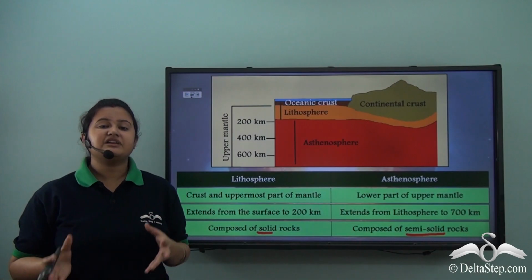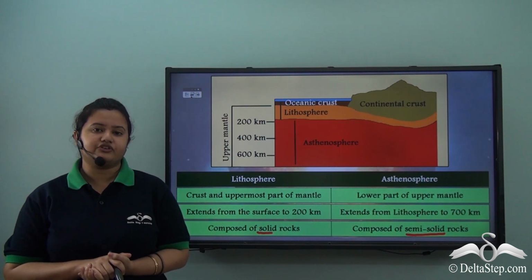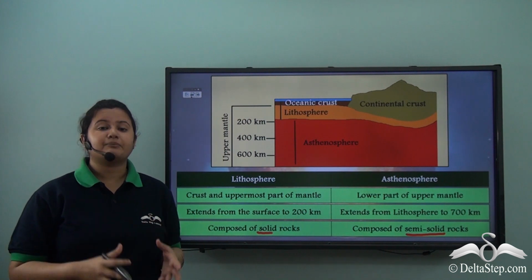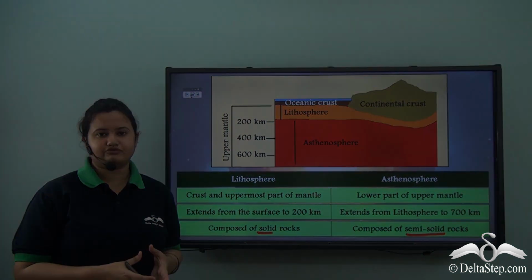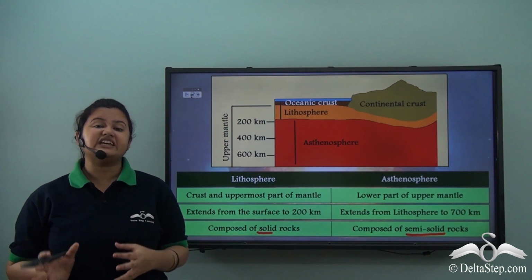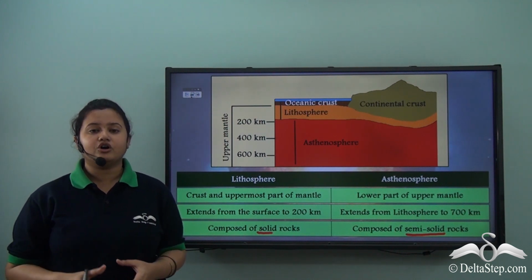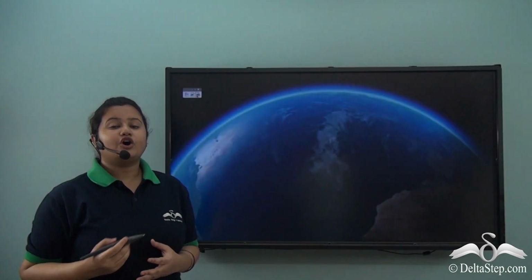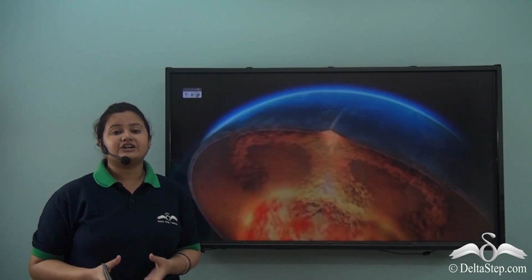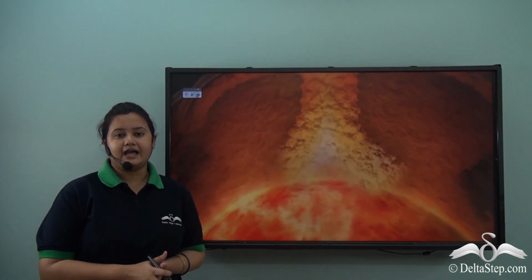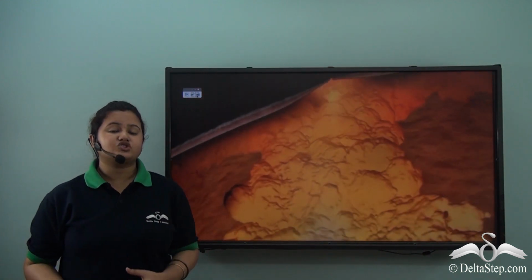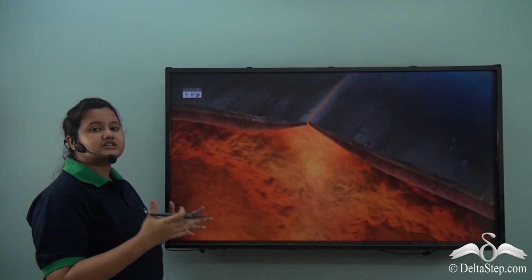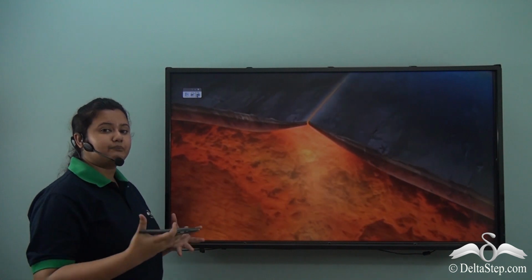Now, due to semi-solid state of asthenosphere, the solid rocks of lithosphere are not static, but they float on asthenosphere. So now let's see how these rocks move, or what causes these rocks to move. We already know that temperature increases with increase in depth, and the core is actually a superheated ball, and it heats the rocks and other materials lying above it.